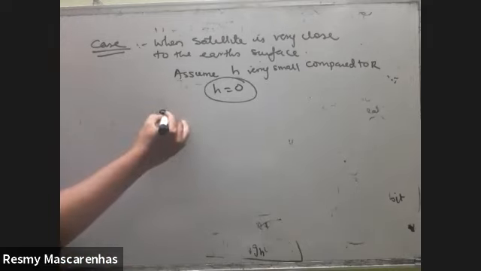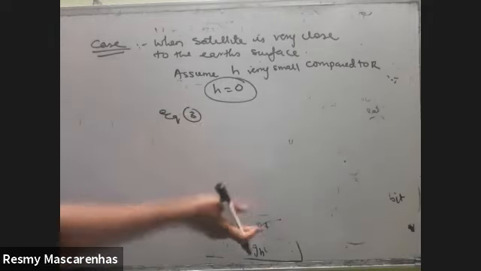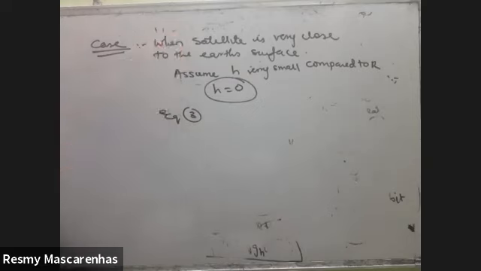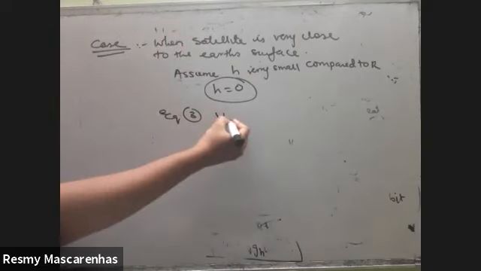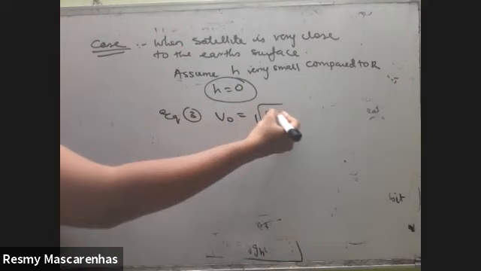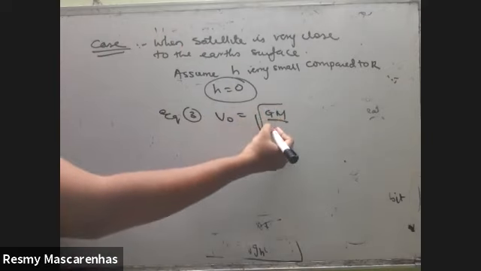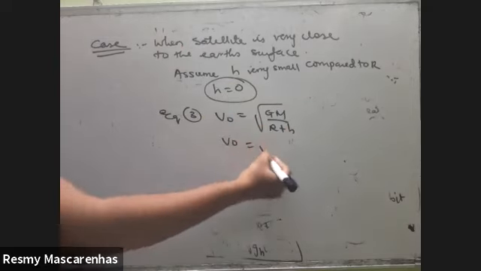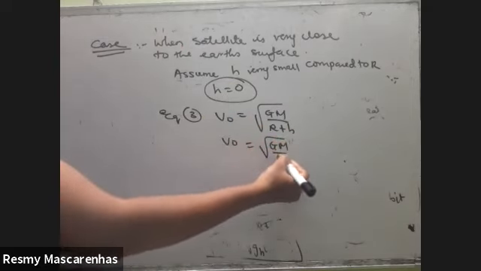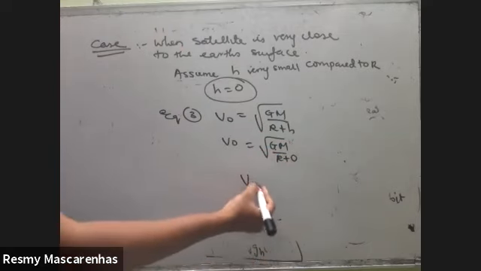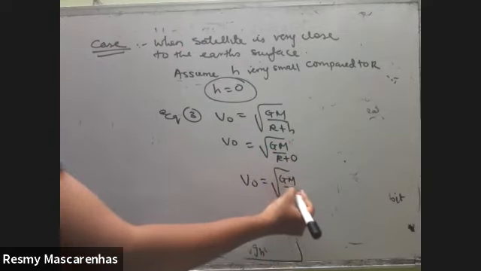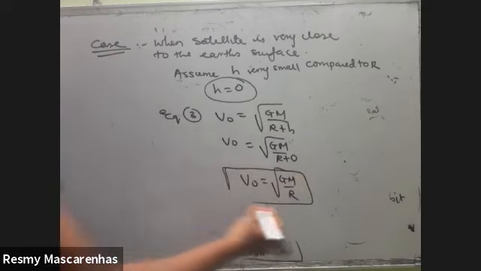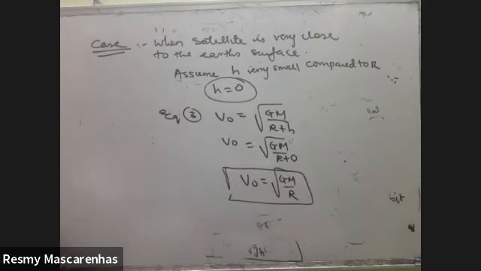So equation 3, same, everything, whatever is the case, you have to put it in equation 3 because equation 3 is the main formula. This was the answer which we had got for velocity. Now here we have to put h as 0. Answer will be root of Gm upon R. And this is when the satellite is very close to the Earth.